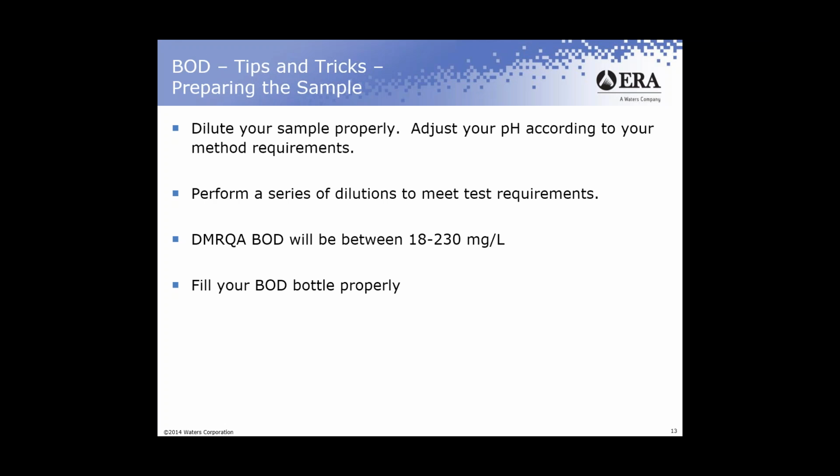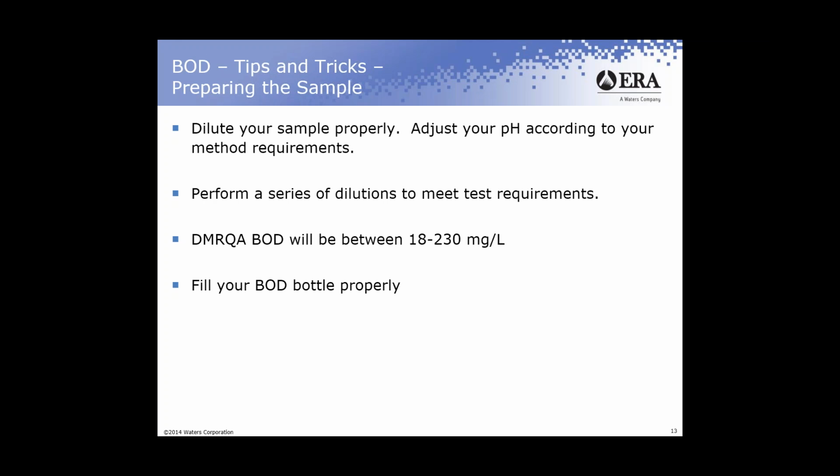The reasoning for that is that you've got microorganisms in your sample. If the pH is too acidic, too low, or too basic, too high, it's going to distress those microorganisms. It's going to affect the DO uptake and generally will give you low readings. So you want to make sure that you don't have that happen.